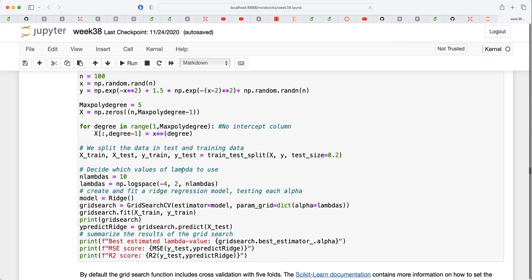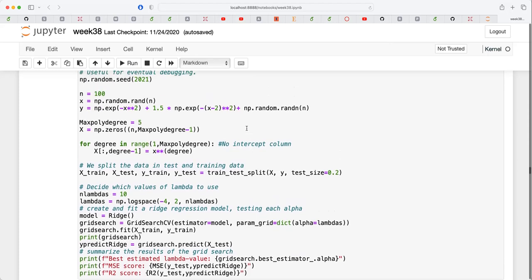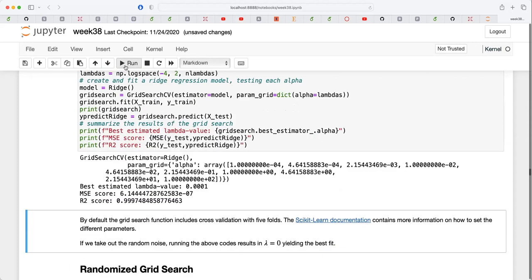So the only difference here is that instead of performing my standard ridge regression, I now transfer my model, which is ridge, and then I transfer the values of lambda, and I then perform a grid search. So the grid search now is done on the values of lambda. What I could do now is to take away the noise again. So let's do that and just perform. It's the same case which we had in the previous case.